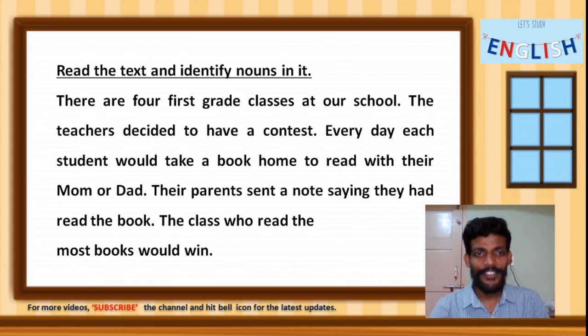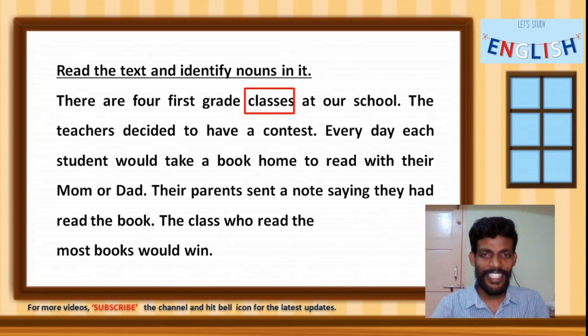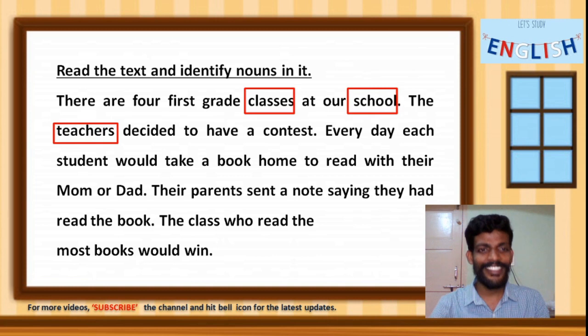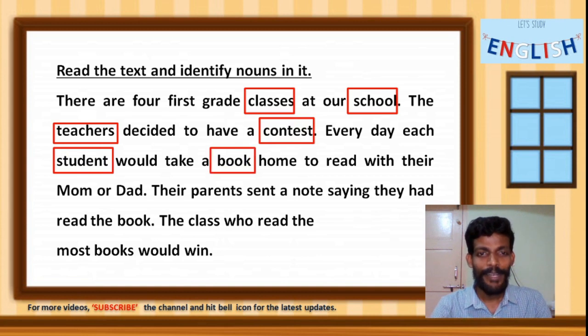In the first line, which is a noun, easily you can find out. So there are so many nouns, but I have picked up only the nouns which can easily be identified. For example, classes, class. Okay, classes. School, this is another noun. Teachers. Okay, name of a profession or a person. Contest. Then student, okay, this is a name. Book, this is the name of a what? Person, place, thing or object.